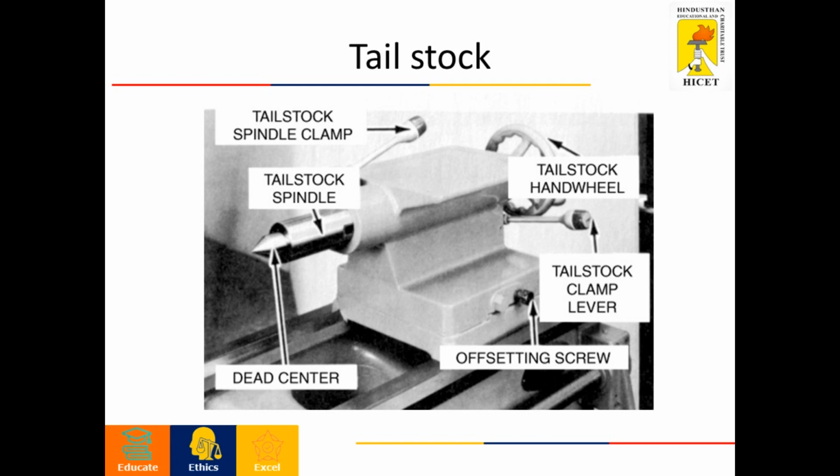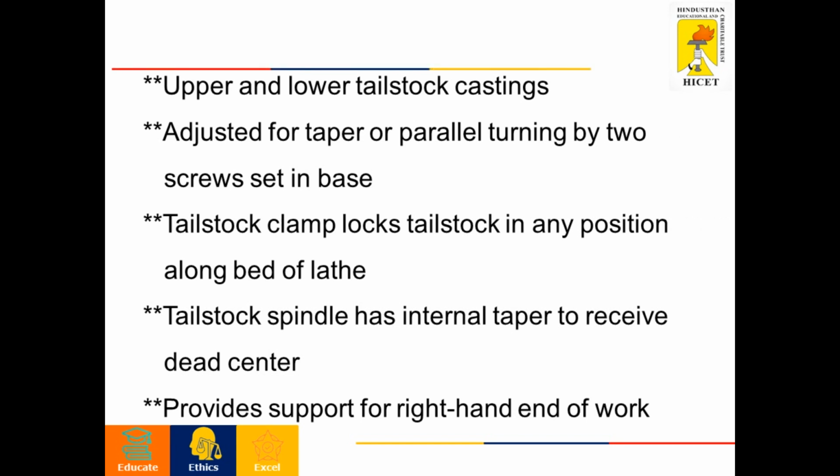In this tailstock there are the spindle clamp, tailstock spindle, hand wheel, clamp lever, offsetting screw, everything. The upper and lower tailstock castings are adjusted for taper or parallel turning by two screws set in the base. At any position we can hold it. That means along the total length of the bed we can place it anywhere, and it provides support for the right hand end of the work.